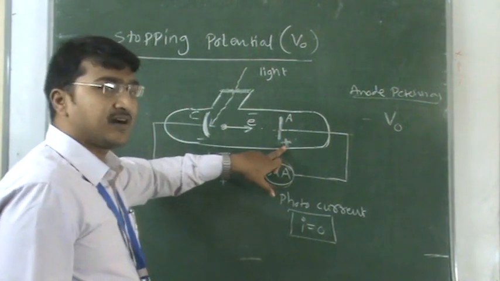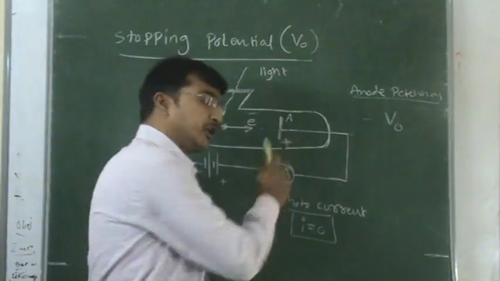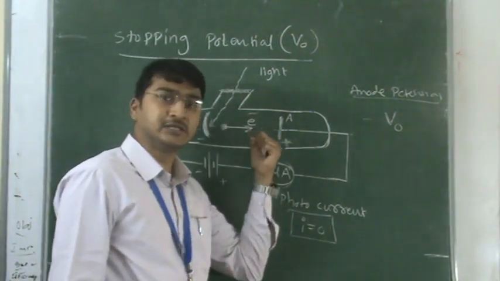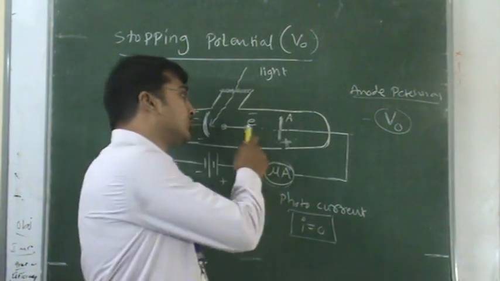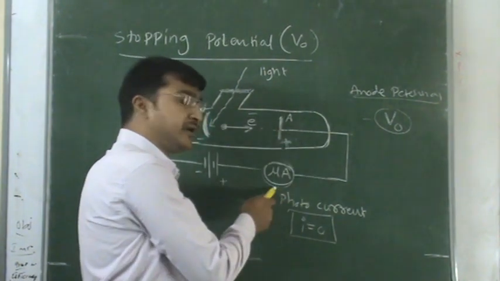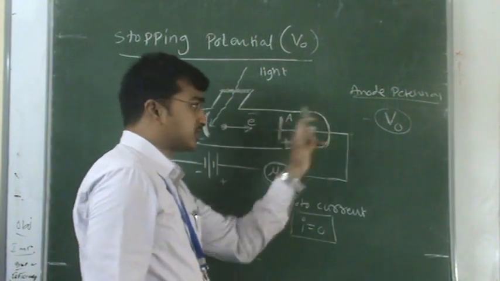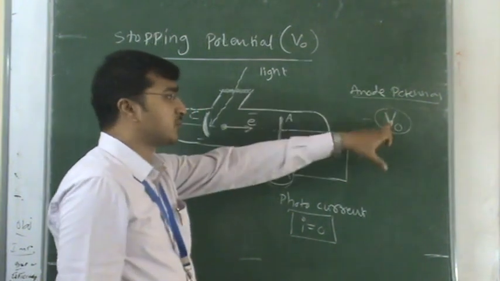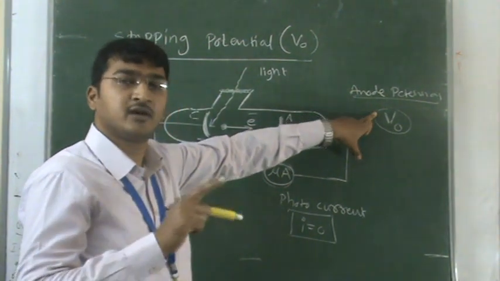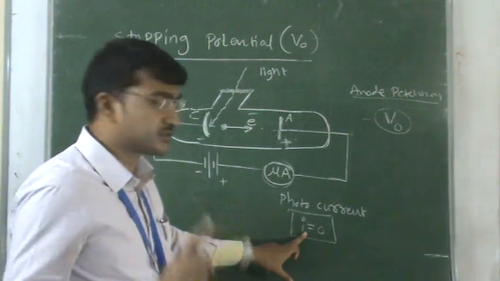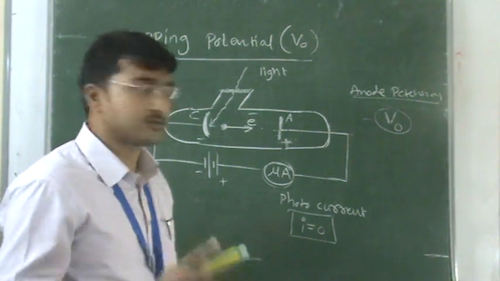Now, by increasing the negative potential or reducing the positive potential, these electrons are repelled by the negative potential. At a particular potential, let's say V0, no electron reaches the anode, so the ammeter gives a zero reading. That is, the photoelectric current becomes zero by applying a negative potential. So the definition of stopping potential is the negative potential applied to the anode plate where the photoelectric current becomes zero. That is a parameter.